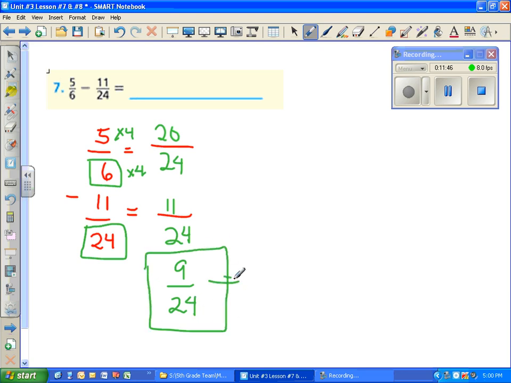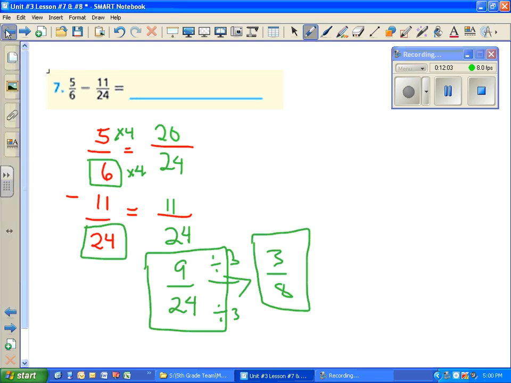but it's always good to simplify, and I recognize that a 3 can come out of the 9, and a 3 can come out of the 24. 9 divided by 3 is 3, and 24 divided by 3 is 8. So really that's your final answer of 3/8.